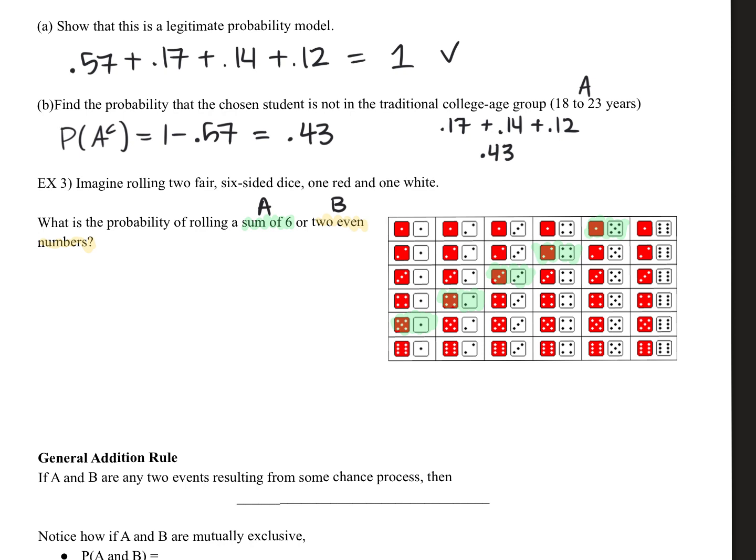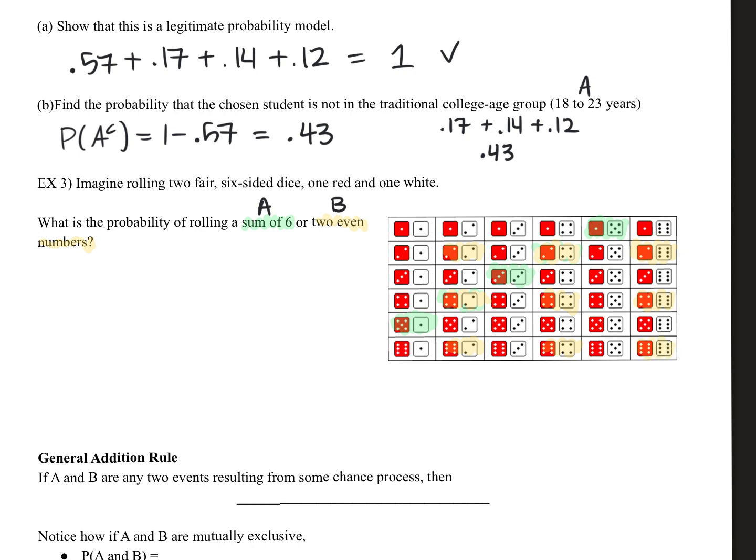All right, now we want 2 even numbers. We already did that. The 2 and 2, the 2 and 4, the 2 and 6. Then we have 4 and 2, 4 and 4, 4 and 6. Then 6 and 2, 6 and 4, 6 and 6.